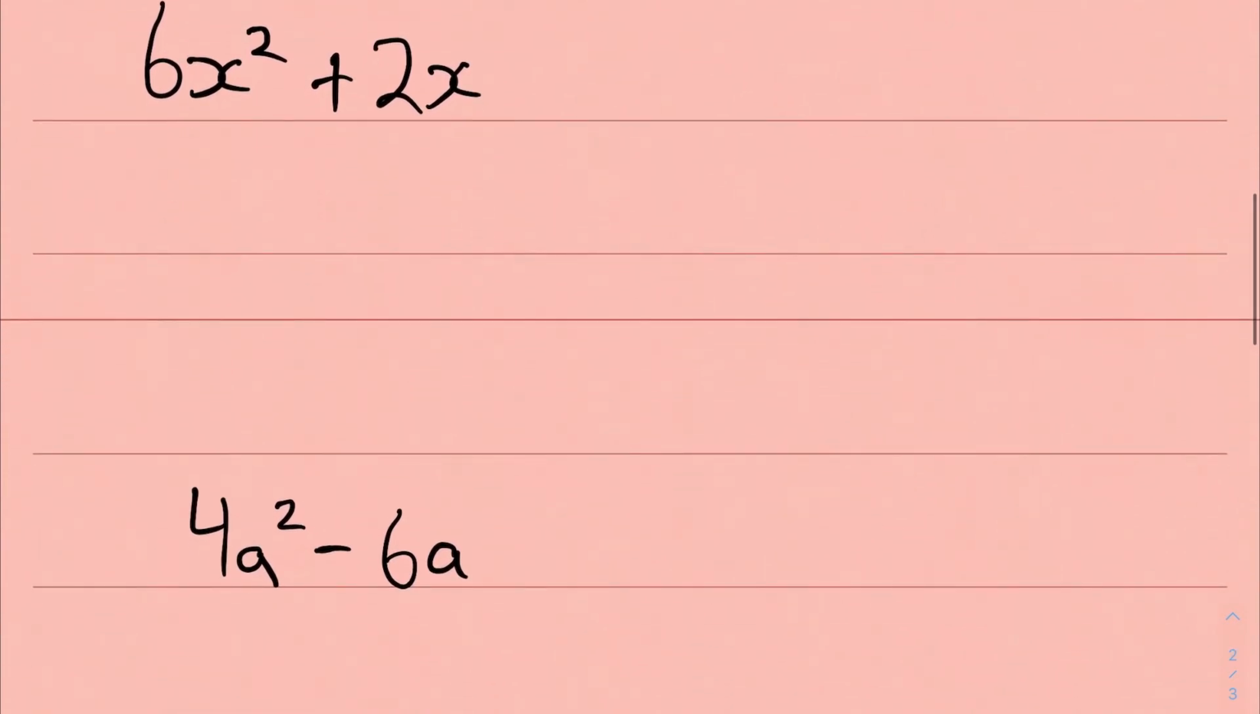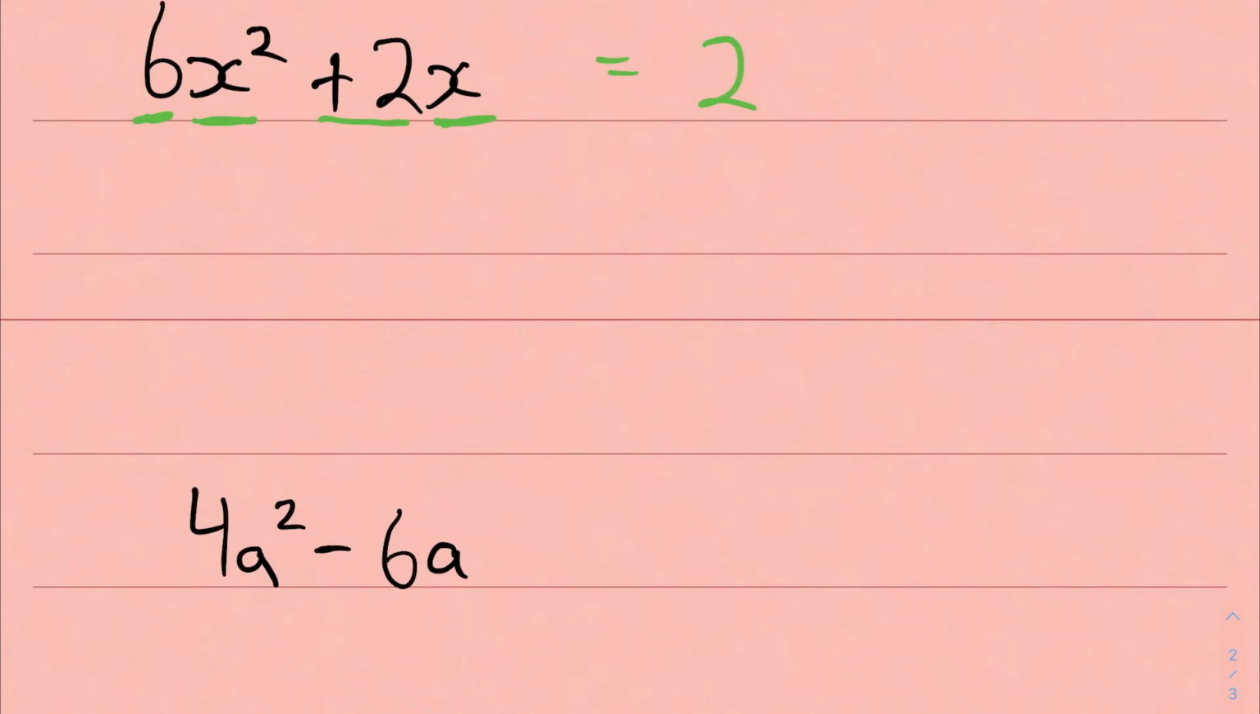Let's have a look at a slightly more challenging one, and it's slightly more challenging because now we have a variable in our second term as well. So we start off the same way. We start by looking at the numbers. So we look at 6 and we look at plus 2, positive 2. What's a common factor of those two numbers? So 2 goes into both of them, so we're going to take a 2 out the front.